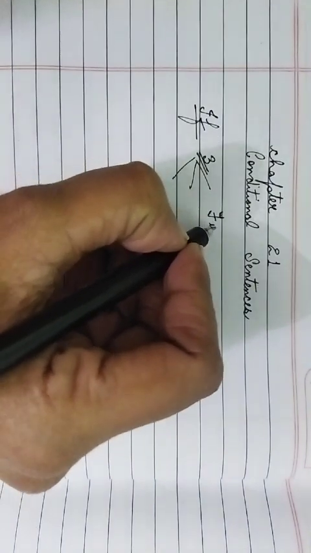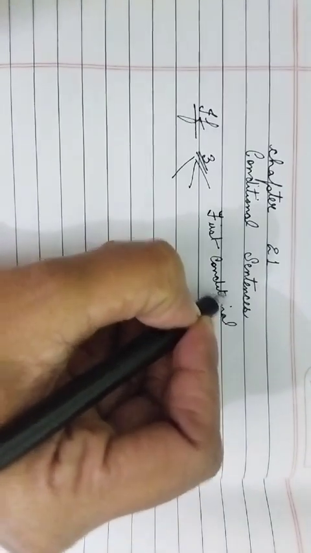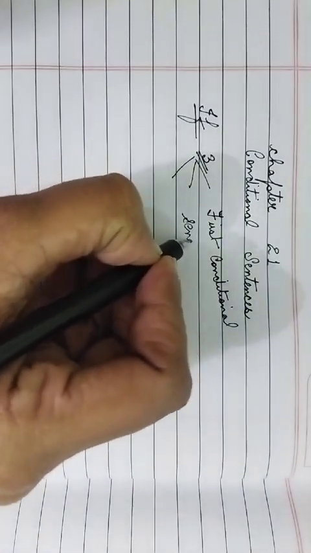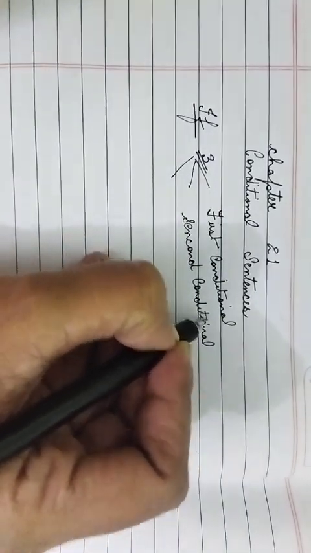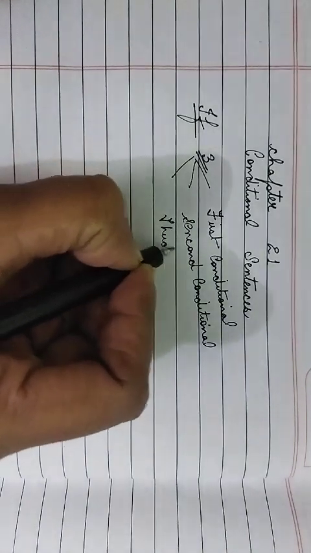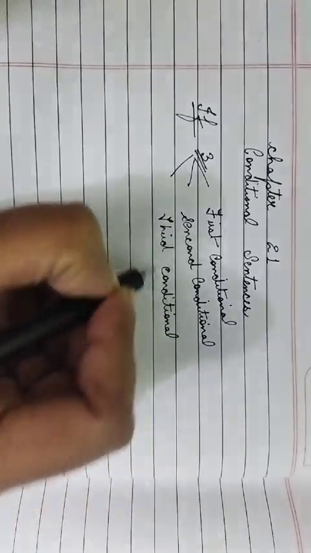First conditional, second conditional, and third conditional. These are the three kinds of if clauses, three types of conditional clauses. They will tell you about known factors sometimes and sometimes about hypothetical situations, meaning imaginary situations and their consequences.